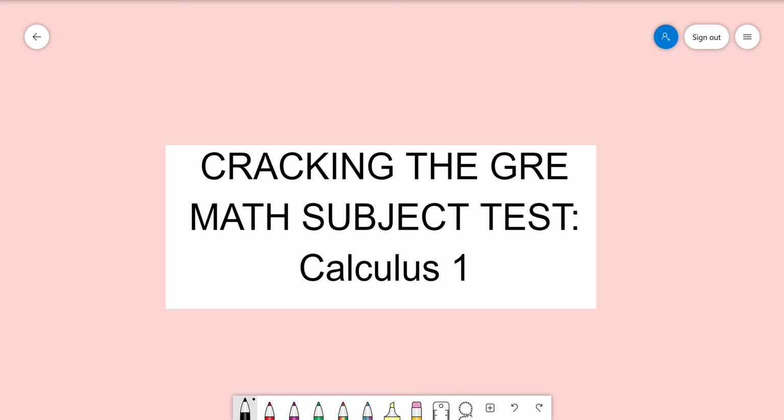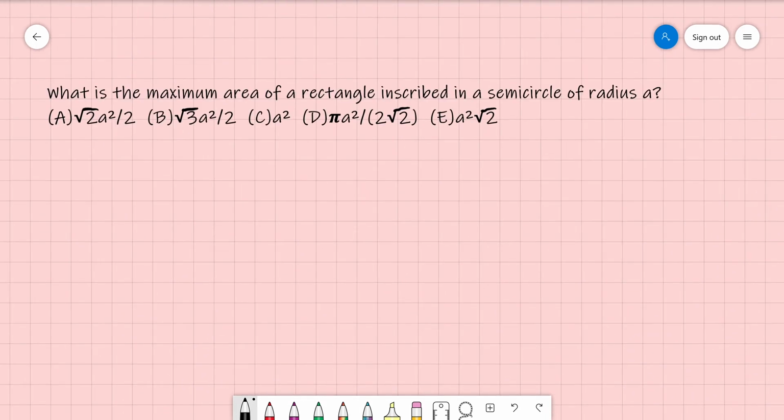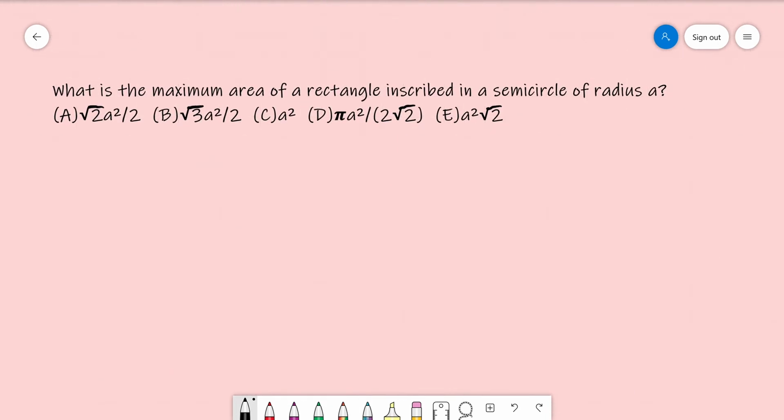This is Calculus 1. We're on question number 20. This question asks us, if we have a rectangle inscribed in a semicircle of radius a, what's the maximum area that this rectangle could have? So it helps to draw a picture here.